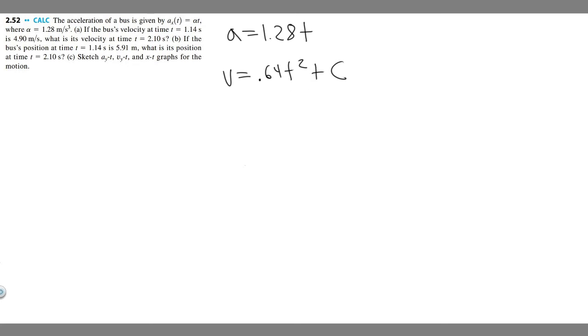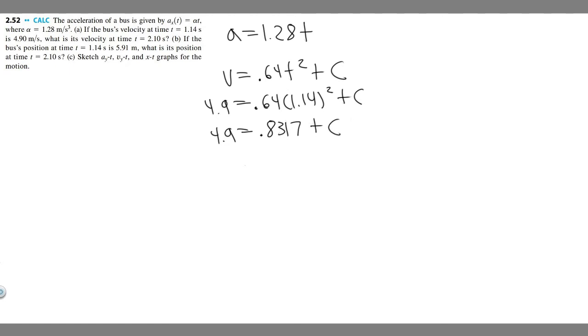And then once we have c, we can just take the time that they want us to find the velocity at, and we can just solve. So we need to find c first. So let's plug this in first. So we know the velocity is 4.9 when this is 1.14. So 0.64 times 1.14 squared plus c. If you go ahead and do this, you're going to get 4.9, and these are just going to be estimations. I'm not going to use the full value, but it's going to be 0.8317 if you square this, right? Or multiply and square it.